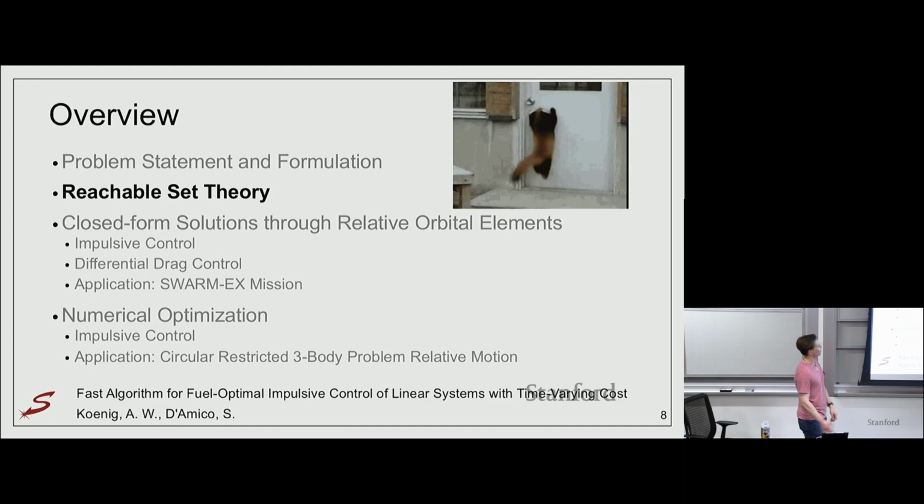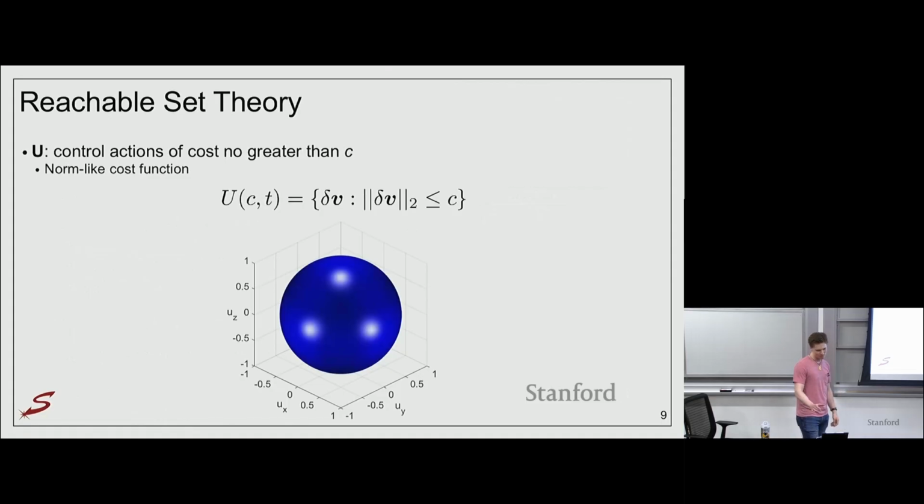So now we can dive into reachable set theory. The idea with reachable set theory is we're going to start with a set of control actions U. These are a bunch of control actions that have a cost no greater than some arbitrary number C that we're just going to use for the purpose of reachable set theory. Again, norm-like cost function. So any maneuver given at a specific time that has an L2 norm of less than C.